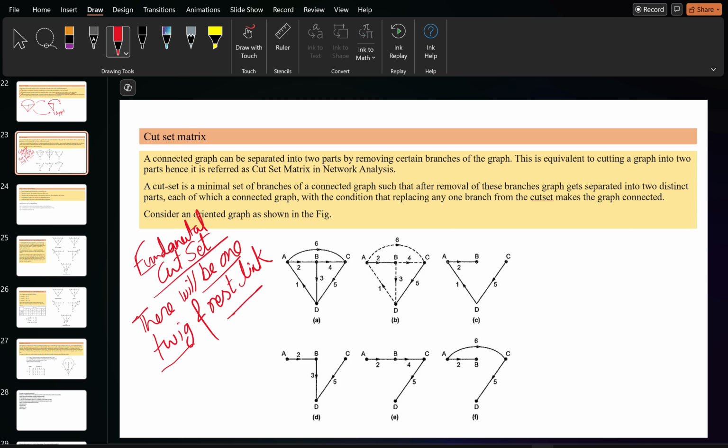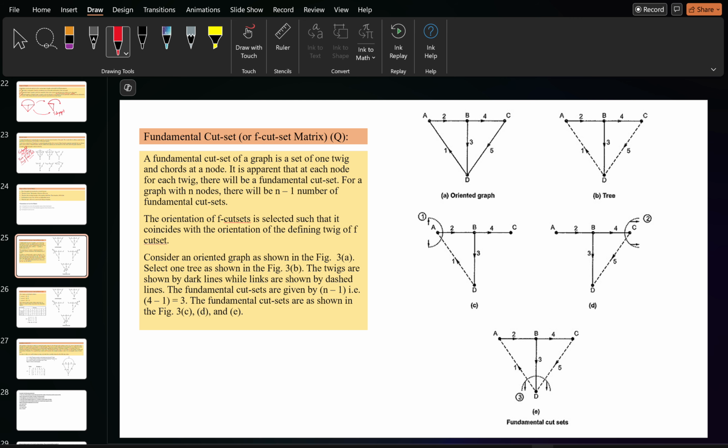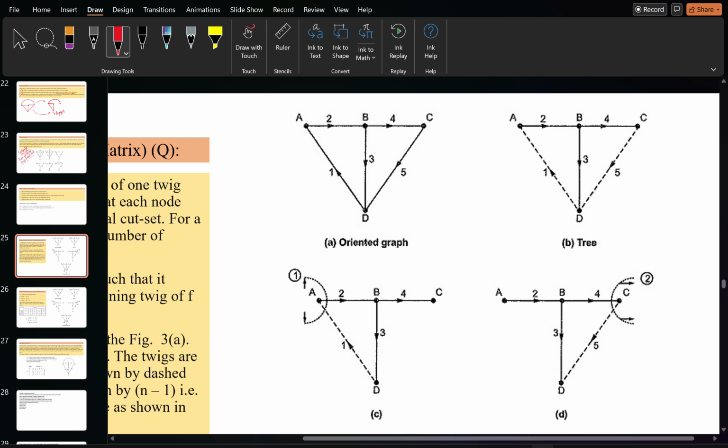Okay, see here. Suppose this is an oriented graph, or the directed graph, which is actually the same. So if you see the nodes here, node A, node B, node C, node D. So this is an oriented graph, where the direction, meaning the orientation, of each particular branch is given. That is branches 1, 2, 3, 4, 5 basically. And after that, you have to form a tree.